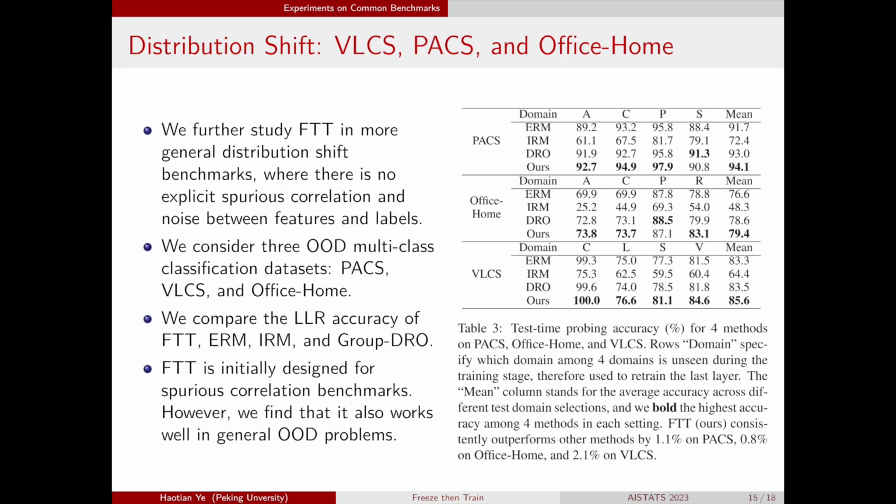We further test FTT on more general distribution shift benchmarks: VLCS, PACS, and OfficeHome. Notice that there is no explicit Spurious correlation and noise between features and labels in these three datasets. However, you can see from the table that FTT still outperforms other algorithms with respect to LR performance, despite it being initially designed for Spurious correlation benchmarks. So this actually implies that FTT has strong extensibility and generalizability.